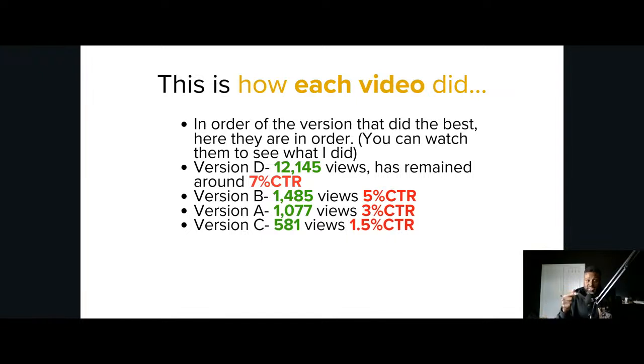But I also need to mention that the click-through rate was just from the video to the actual landing page. That wasn't the landing page conversion rate. So here's how they did. Version D of the video did the best.